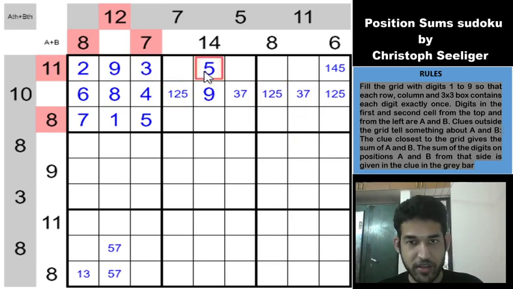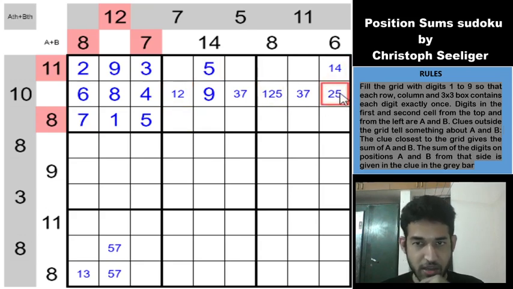Oh, we have a 5 here. So this is not a 5. So 5 must be in one of these two cells, which means this is not a 5 and correspondingly this can't be a 1.